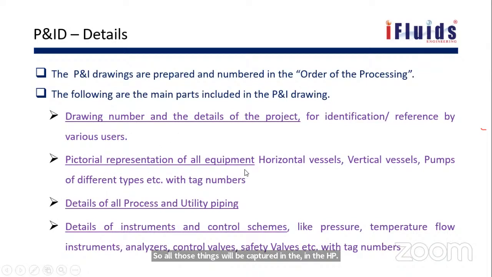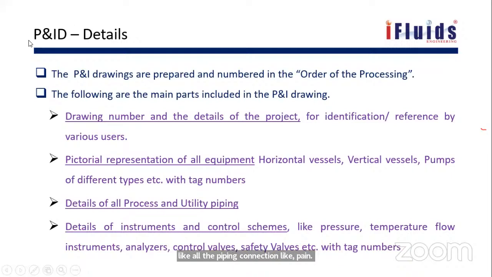And the picture is a representation of all equipment, like horizontal vessels, vertical vessels, and pumps of different types, with the tag numbers. So whatever industry equipment we speak of, all those things will be captured in pictorial form, like what we saw in the legend. And then the details of all process and utility piping, all the piping connections. P&ID is piping and instrumentation drawing.